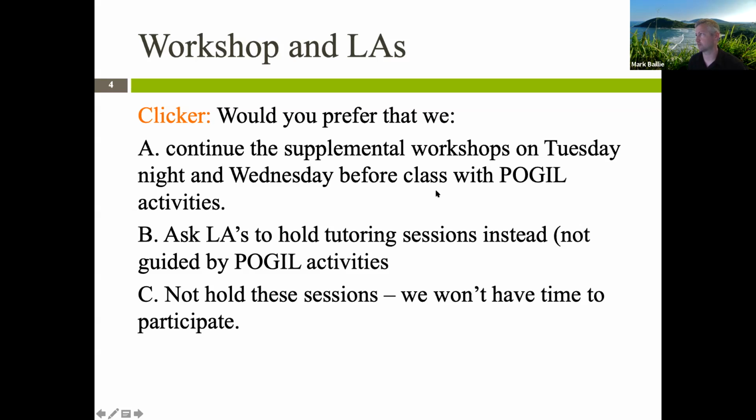Couple more seconds for everyone to get a response in. Very interesting. Okay, can you guys see that clicker poll? I don't know if it's visible to you all. Tracy, can you say your thumbs up or thumbs down? Can you see the poll results?